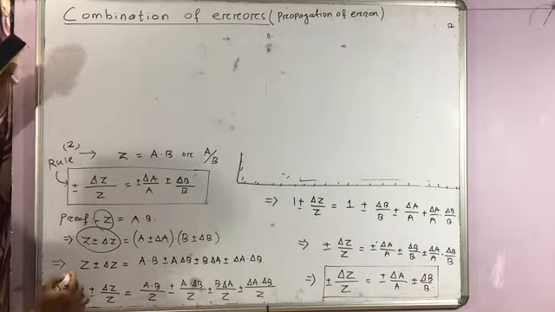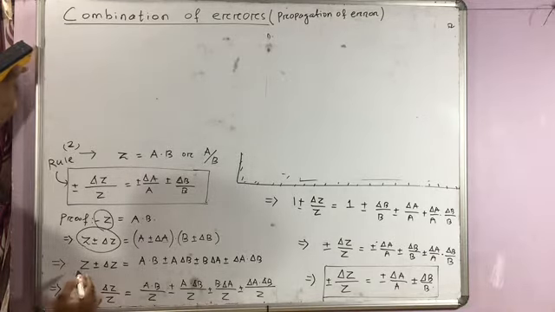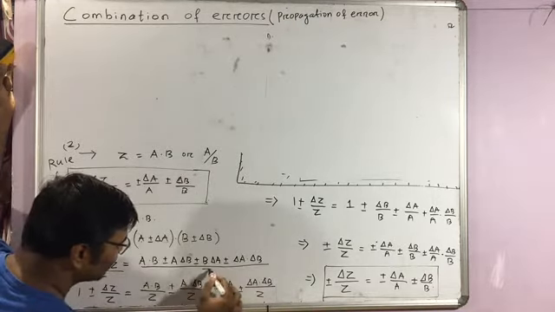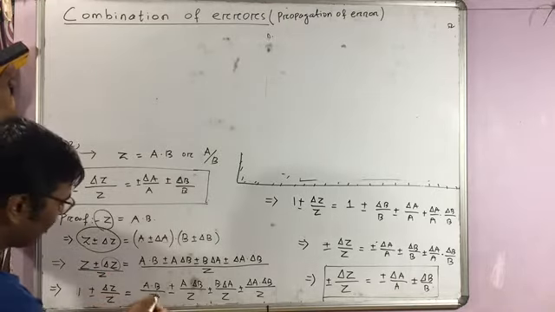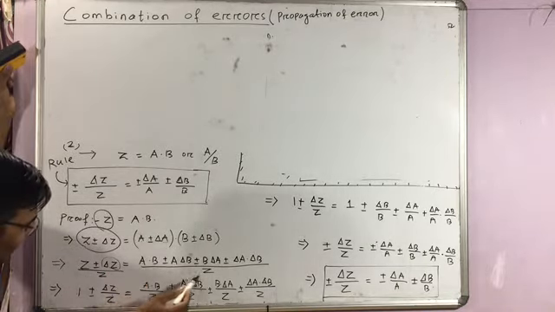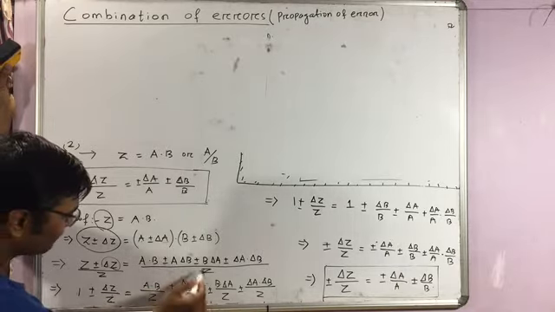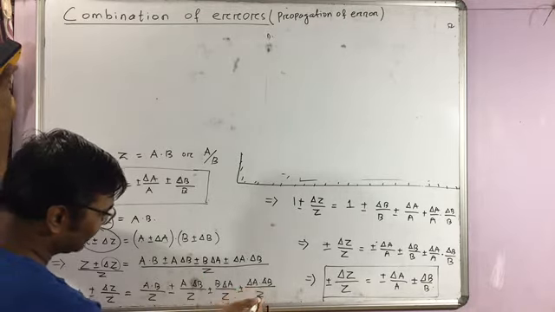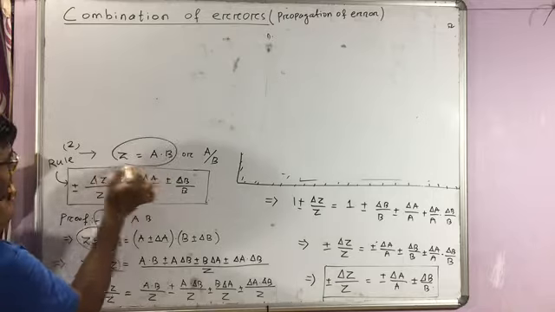Now what I did, on both the sides I divided by Z, one Z on this side and one Z on this side. So after dividing, Z by Z is 1 plus or minus del Z by Z. Now here, A into B divided by Z, plus or minus A into del B divided by Z, plus or minus B into del A divided by Z, plus or minus del A into del B divided by Z. Got?